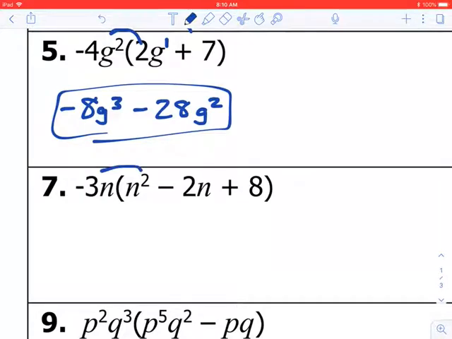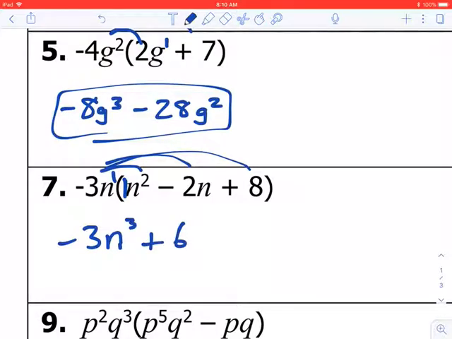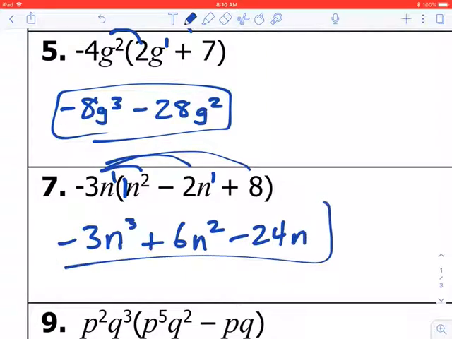Negative 3n times all those. So negative 3 times n squared. Negative 3 times 1 is negative 3. Then n to the 1 plus 2 is 3. Negative times negative for the second one is positive 6. And then n to the 1 plus 1 is 2. Negative 3 times 8 is negative 24. And then n stays the same. There we go.